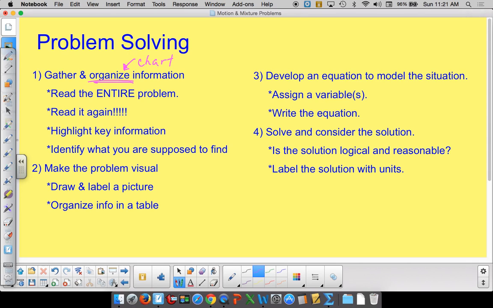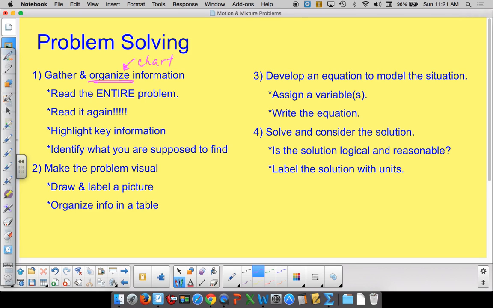If you recall last year when we did the linear programming problems, we built the chart and then our equations just read straight out of the chart with no effort. If you take the time to start the problem, you will do so much better. Okay, and second step, make the problem visual. If a diagram will help, a picture, label it, draw it. Sometimes that's a huge help to seeing what's going on in a situation.